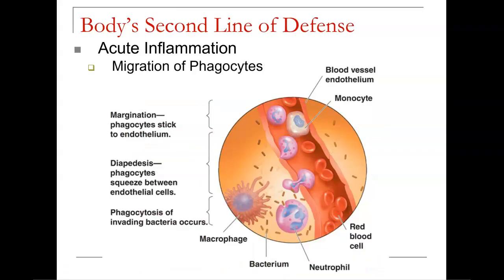So here's another view that's showing you the migration of those phagocytes as they're getting through those cells that are making up the blood vessels there. And so you see how they can squeeze into the tissue, the little elongated small particles, that's going to be your bacterium. And so it shows how they can squeeze through and go after the bacterium.